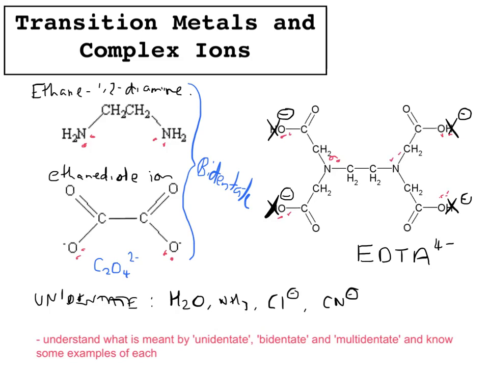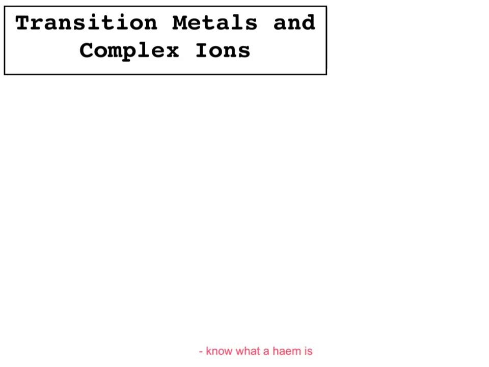So this is known as a multidentate ligand. Multidentate is defined as a ligand that can form more than 2 dative bonds to a metal ion. This one in this case can form 6. A heme is a multidentate ligand that occurs in biological systems, the most commonly known one being the one in hemoglobin.